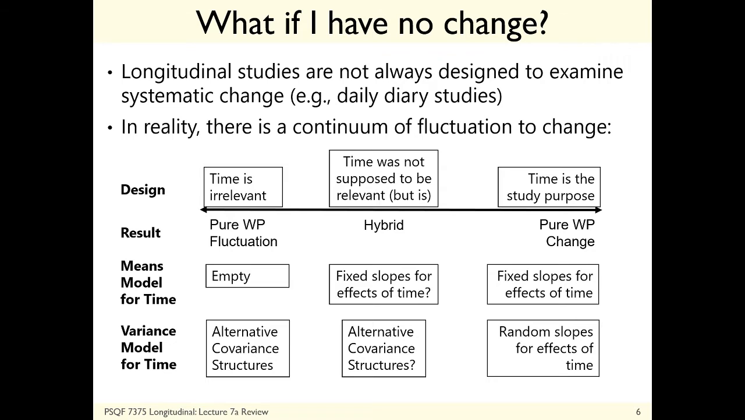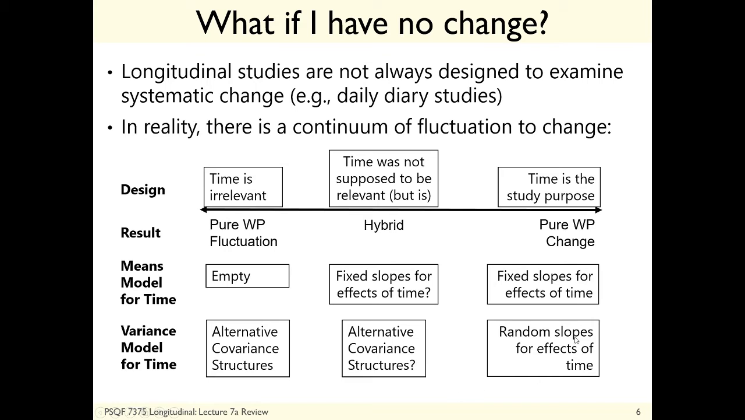So what if you have no change? Well, I have a continuum here of within-person fluctuation to within-person change, and the types of models that would fall under each of these categories. So on the left side, are designs where the outcome and the predictors fluctuate within people, things like mood and stress, but you're not trying to make them grow. There's no expected or found systematic change or individual differences in change.